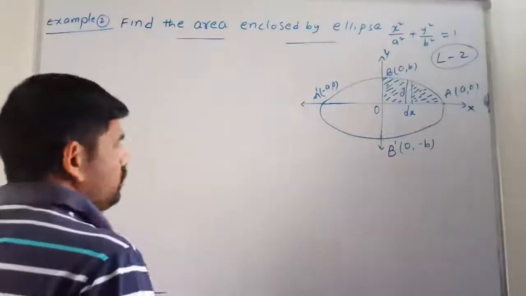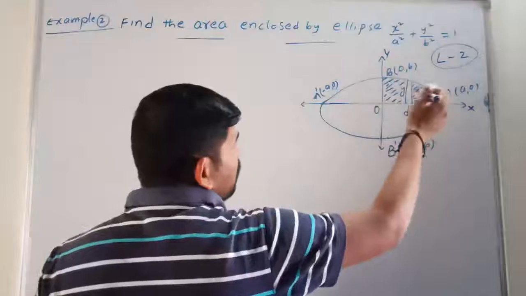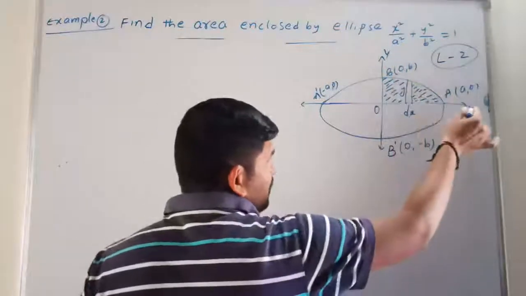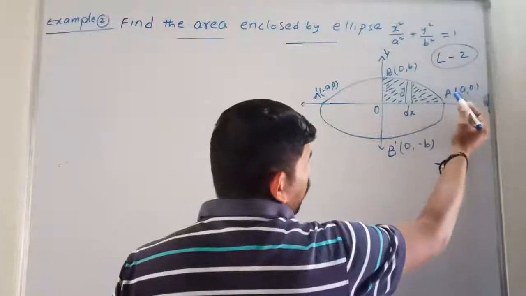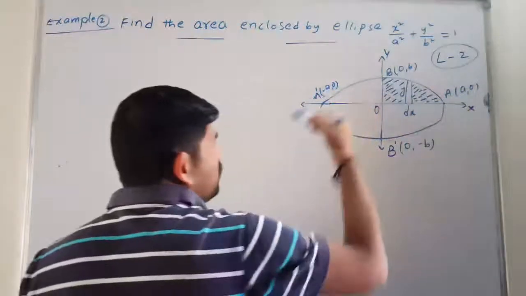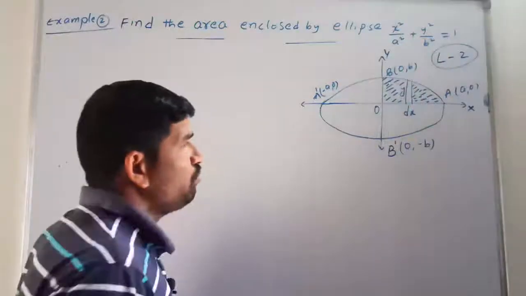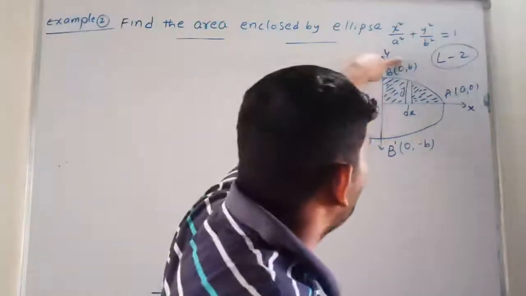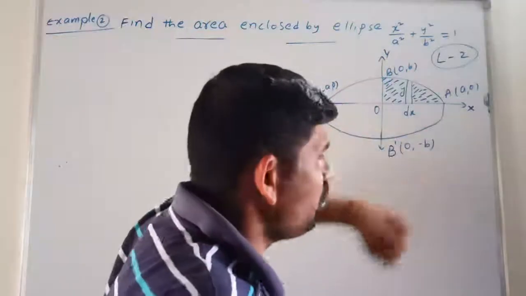Again see, this is x square by a square, meaning the ellipse cuts the x axis at A and A dash, the coordinates of point A being a comma 0 and this is minus a comma 0. Similarly, y square by b square gives B as 0 comma b and B dash as 0 comma minus b.